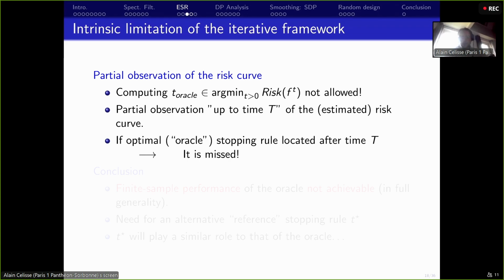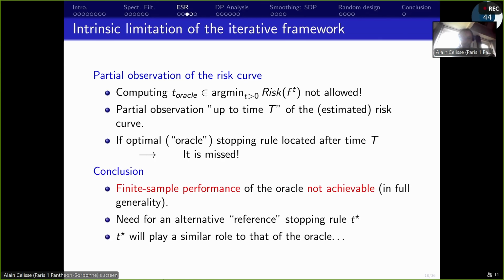So it means that we need another number of iterations which will serve as a reference to compare our performance to the best possible performance we can achieve. And this is the role of this reference stopping rule denoted by T star, which is not the oracle one. It's something else I will introduce now. T star will play the role of a reference stopping rule, which is kind of the best stopping rule we can try to mimic at some point from the data, given the kind of machinery I'm trying to describe here.